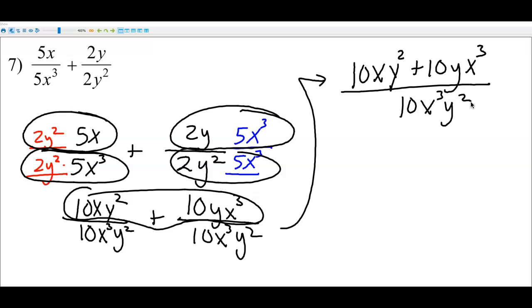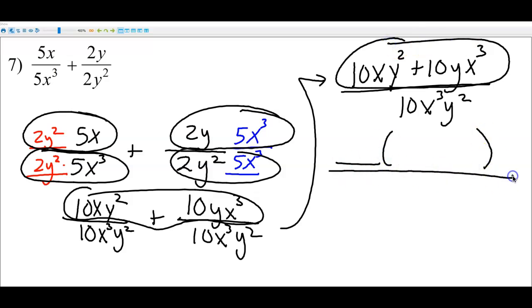So here's what I want you guys to do. On the top, I would like you guys to take out whatever you can. Take out the GCF on the top there. I'll give you a second to give it a try. Take out the GCF on the top. What can you take out of these two things? Go ahead. Write it down in your paper, and I'll ask you in a second what you got.